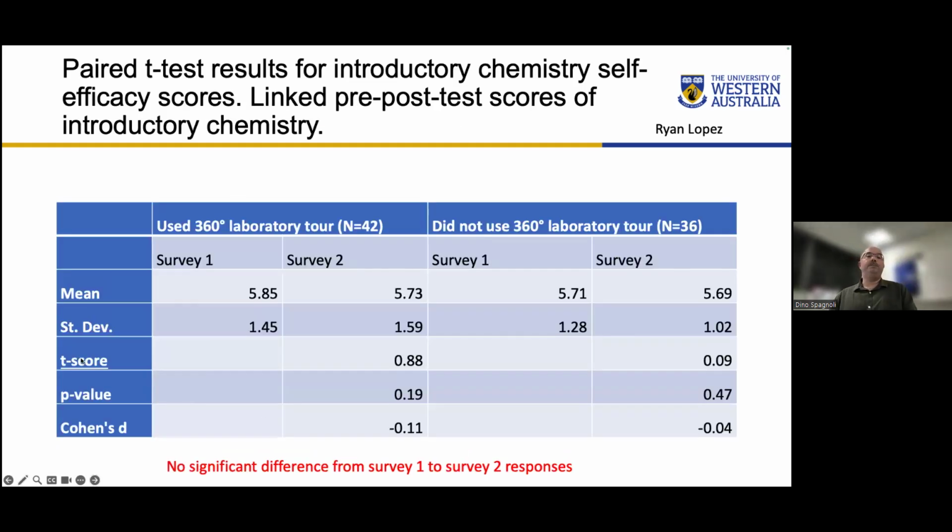What we then asked is about the responses from survey 1 to survey 2, which is when they hadn't completed their laboratory. We did a 360 lab tour and asked them, did they use it? We had 42 students who said that they did the 360 lab tour, and 36 said that they didn't use the tour. What we found interesting was that there was no significant difference between their responses to survey 1 and survey 2.